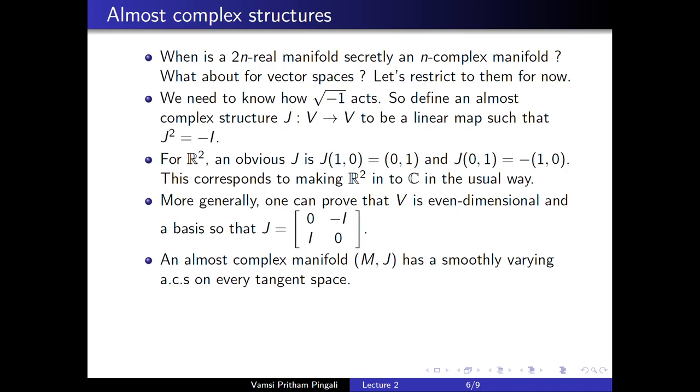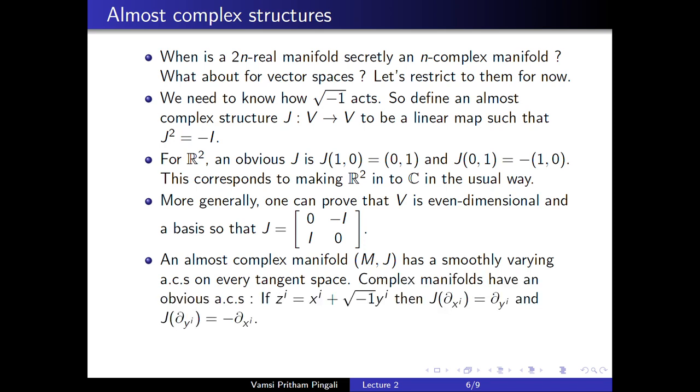Okay. Now, complex manifolds have an obvious almost complex structure. What is the obvious almost complex structure? Well, choose holomorphic coordinates, z as x plus iy. Then define J acting on d/dx as d/dy and J acting on d/dy as minus d/dx. Something akin to this. Okay.